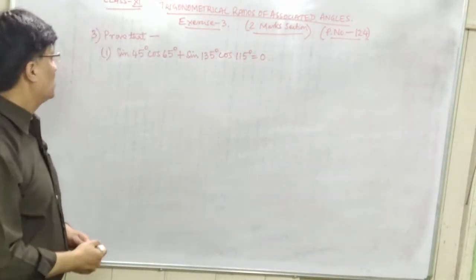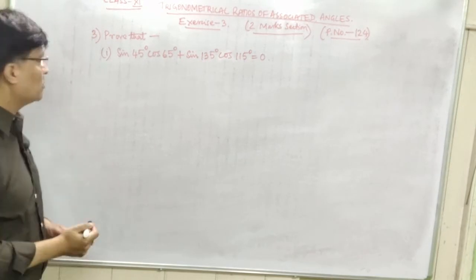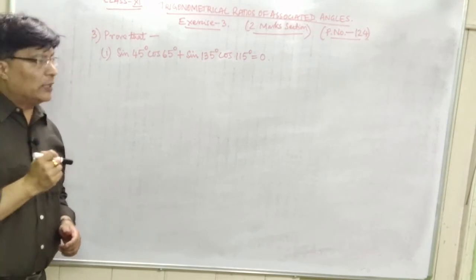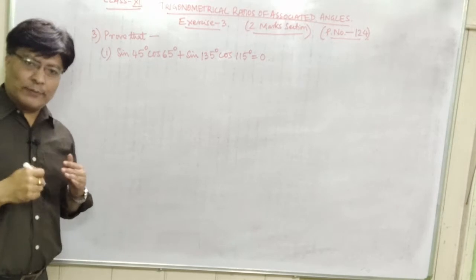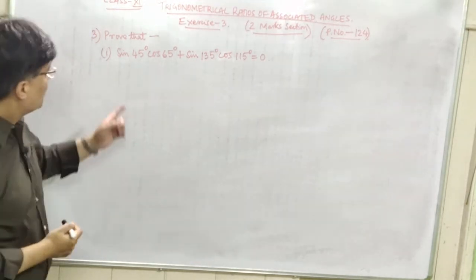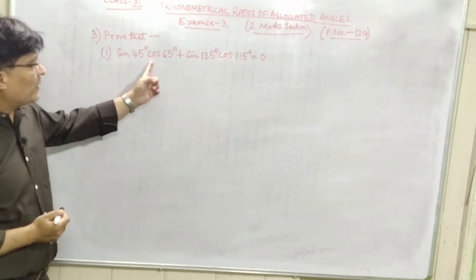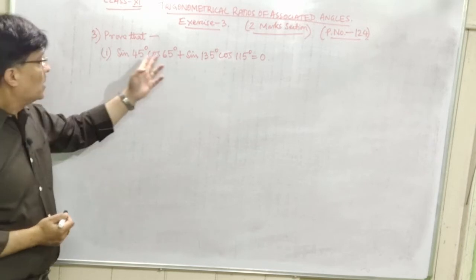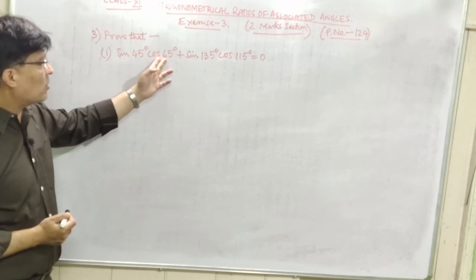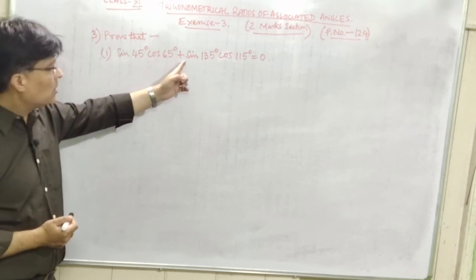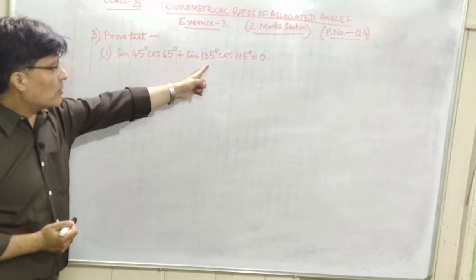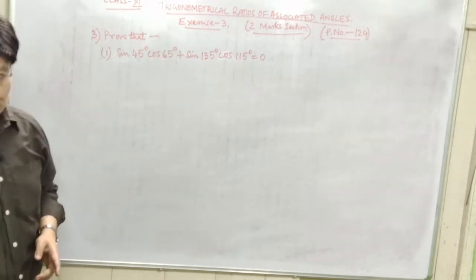So now we'll do the next question, that is question number 3. So here in the question it is asked that you have to prove that LHS is equal to RHS. That is sine 45 degree cos 65 degree plus sine 135 degree cos 115 degree is equal to 0.